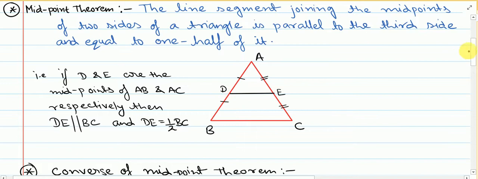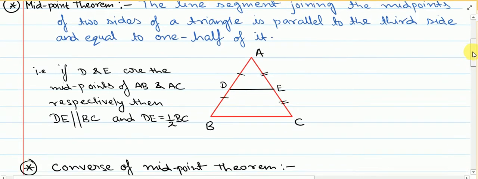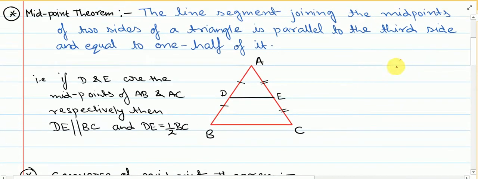Okay, so this was the midpoint theorem, which says that if you have a triangle and if you know the midpoints of any two sides, let's say I know midpoint of this and this, then if you join these midpoints, that line will be parallel to the third side and the length will be half of this third side. Okay, so this is clear.